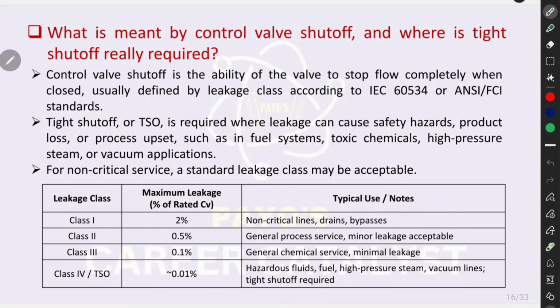What is meant by control valve shutoff, and where is tight shutoff really required? Control valve shutoff is the ability of the valve to stop flow completely when closed, usually defined by leakage class according to IEC 60534 or ANSI standards. Tight shutoff is required where leakage can cause a safety hazard, product loss, or process upset, such as in fuel systems, toxic chemicals, high pressure steam, or vacuum applications. For non-critical service, a standard leakage class may be acceptable.